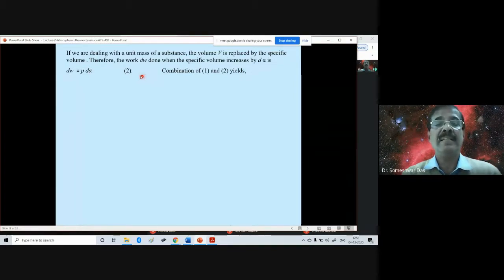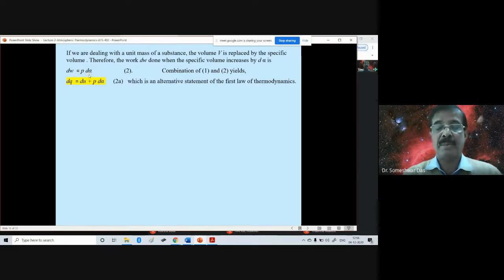If we combine this equation with the previous equation, it yields dQ equal to dU plus P d alpha. This is an alternative statement of the first law of thermodynamics. This is another way to state the first law of thermodynamics. The first way we have seen earlier in the previous slide, and this is the alternate way.